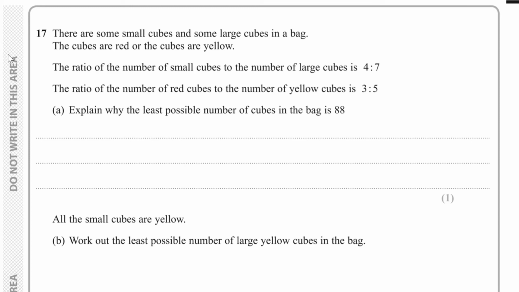Question 17. There are some small cubes and some large cubes in a bag. The cubes are red or the cubes are yellow. The ratio of the number of small cubes to the number of large cubes is 4:7. The ratio of the number of red cubes to the number of yellow cubes is 3:5. We have to explain why the least possible number of cubes in the bag is 88.